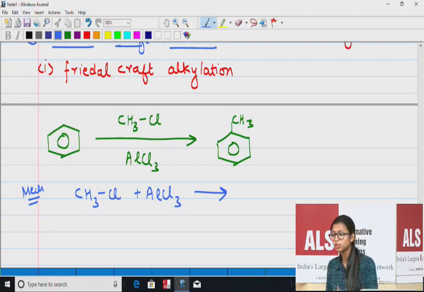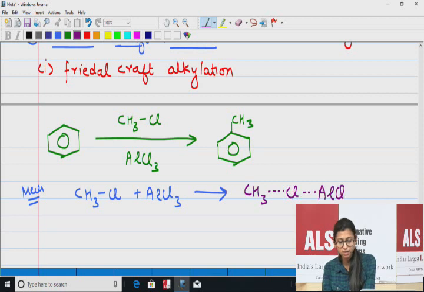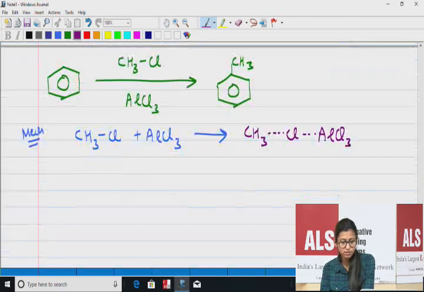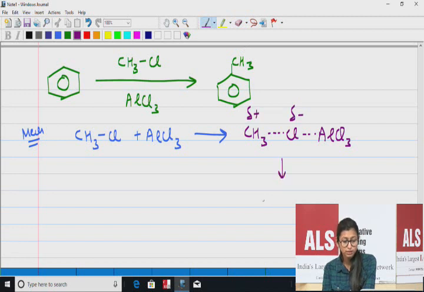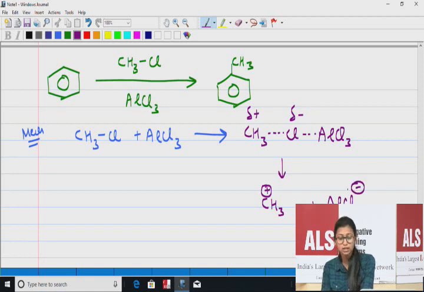Which is the species with the positive charge? See everyone, can I write it like this? CH3, Cl and AlCl3. Something like this I will get? Yes. So it means this is something delta negative, this is something delta positive. Here I will get CH3 plus, and here I will get AlCl4 minus, okay? Now what is my electrophile here? Tell me.